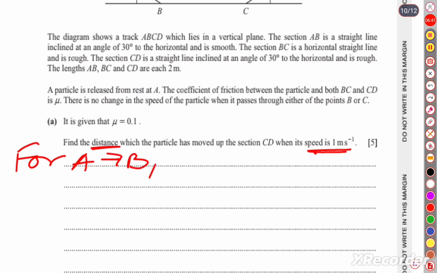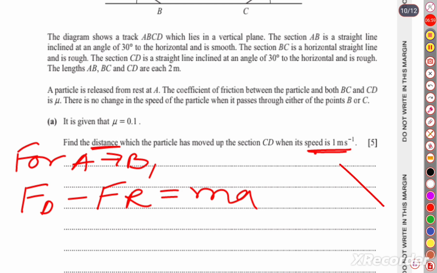Okay. And what is the concept? All of you know, driving force minus resistance force is equal to ma. Well, now we will have to sketch the scenario. That is, here is AB. Okay, and in AB, let me draw it longer. So the particle is over here.